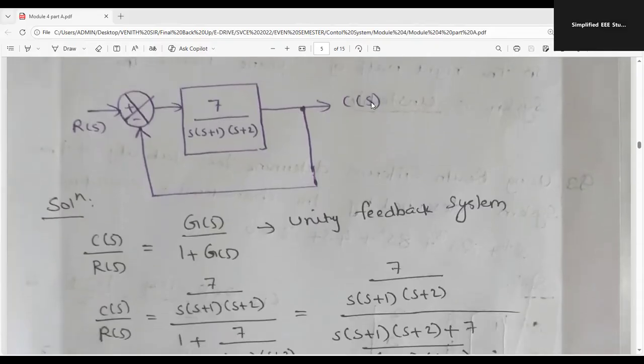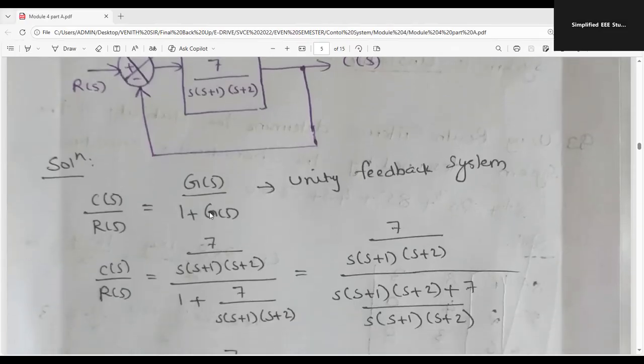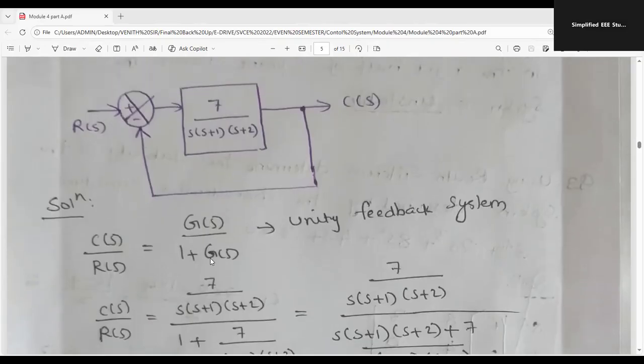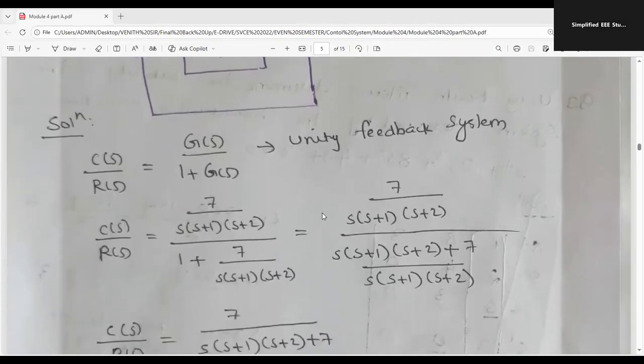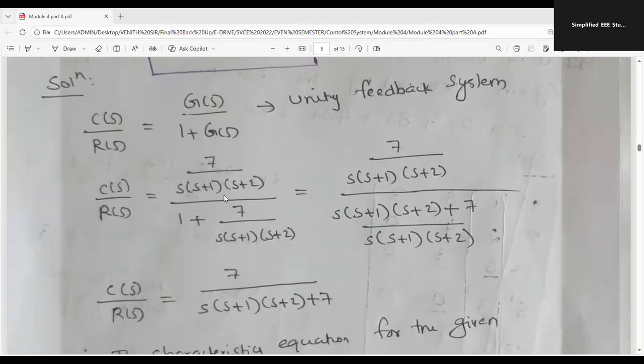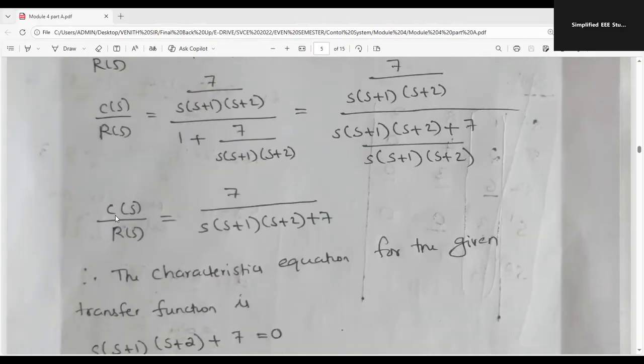First of all, you have to calculate C(s)/R(s). How to calculate C(s)/R(s) for the unity feedback system? G(s) divided by 1 plus G(s)H(s). But H(s) is equal to 1 because it is a unity feedback system. So further simplification, G(s)/(1+G(s)). Here G(s) is nothing but 7 by s(s+1)(s+2). Please do the simplification; you should know the basic mathematics. Ultimately, I get the transfer function C(s)/R(s) equal to 7 by s(s+1)(s+2) into 7.